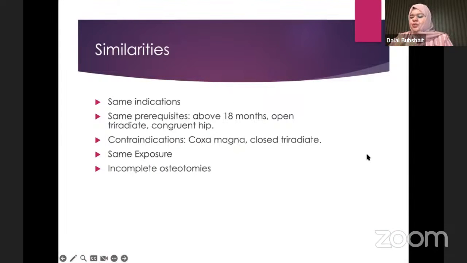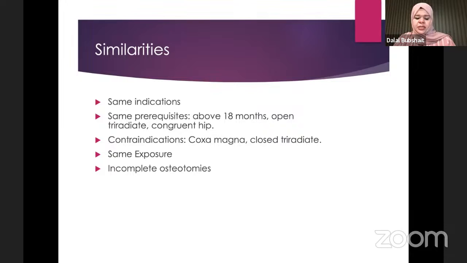So I'll just give you small differences between Dega and the Pemberton, because that's a common issue that everybody is confused about. They both have the same indications. They have the same prerequisites: 18 months and older, open triradiate, and you have to do a congruent hip, so you have to do an open reduction prior to that. And they have the same contraindication of a coxa magna and a closed triradiate cartilage.